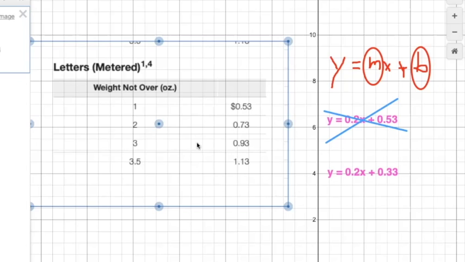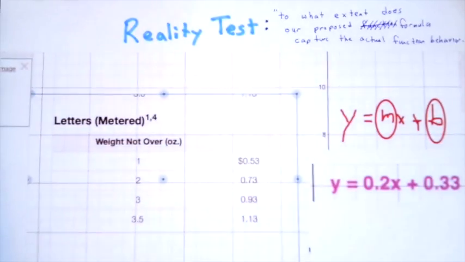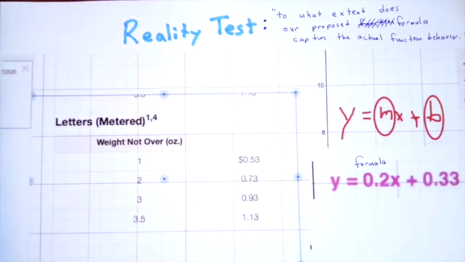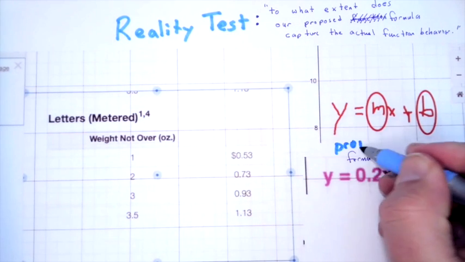So let's do some reality testing here. Let's say that this is our postage function. Does this actually match the values that we have? In this case, getting the answer exactly right is important because we're spending money based on our prediction, and it's possible to create a formula that doesn't have any error. So here we're going to do what I call a reality test. To what extent does the formula that we've proposed actually capture the behavior of the function? This is the formula that we're proposing, and now we have to test it.